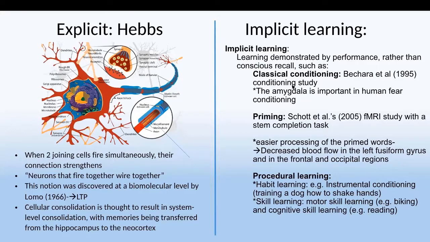Now, classical conditioning can explain, for example, why we fear certain things. There are many neuroimaging studies that have shown, for example, the importance of the amygdala in human conditioning. Another type of implicit learning is priming, which happens when presenting a stimulus enhances its subsequent processing without our awareness.